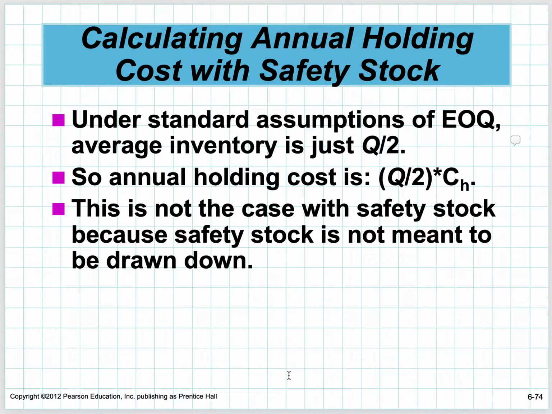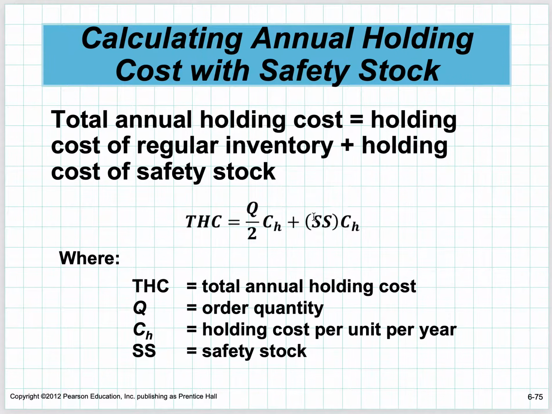So calculating annual holding costs with safety stock. Under the standard assumptions of EOQ, the average inventory is Q over 2. So the holding cost is Q over 2 times H. It's not the case when we're using safety stock. So you've got to carry your safety stock. A total holding cost is order quantity, holding costs. So that's the base equation.